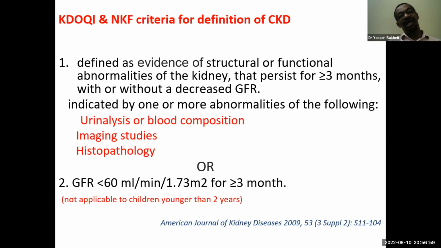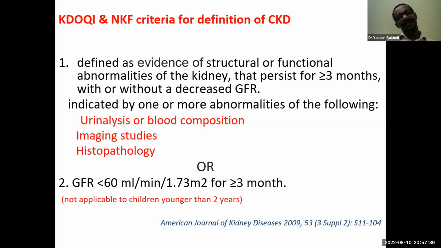Indicators of one or more abnormalities are as follows. In the urine, you can detect proteinuria or hematuria or casts. In the blood, you can detect anemia or a mild increase in creatinine or high uric acid. In imaging, ultrasound can detect a single kidney or polycystic kidney disease with normal renal profile, or detect posterior urethral valve. Histopathology can detect focal segmental glomerulosclerosis.